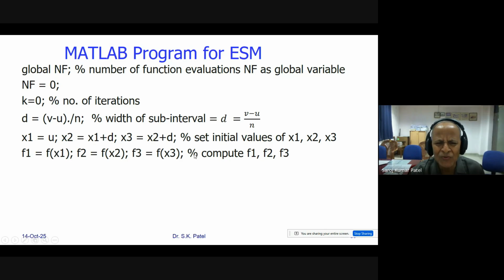This percentage symbol, if you write at the beginning, the entire line is a comment. But if this percentage symbol is put in the middle of a single line, whatever is there in that line after this percent symbol is treated as a comment. The computer will just ignore from here till the end of the line. It will compute only up to this point in this line, and the rest it will just ignore.